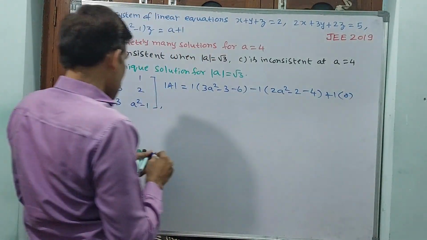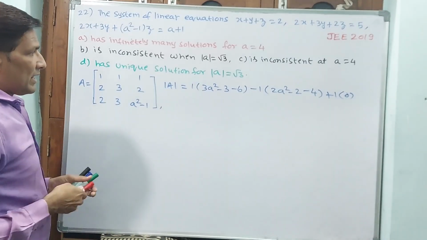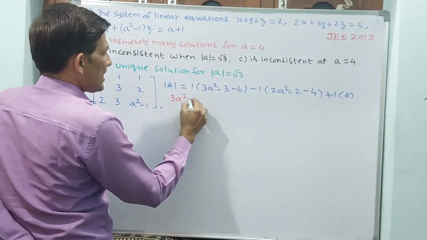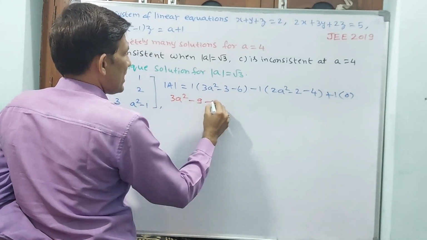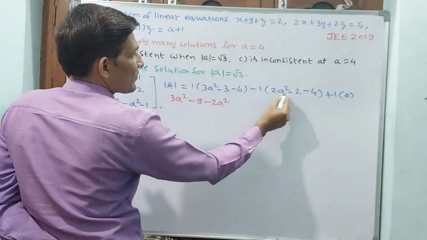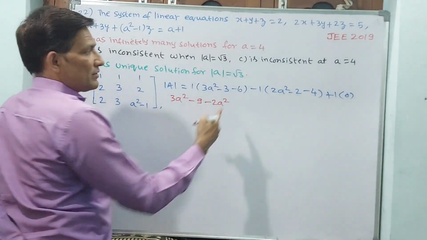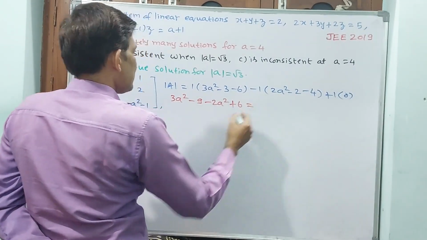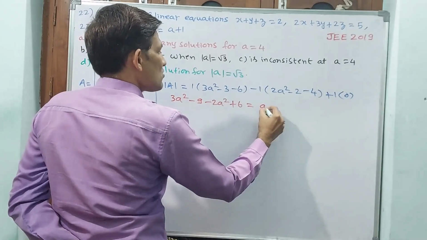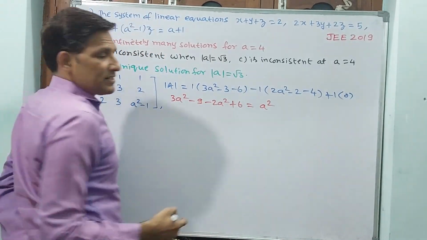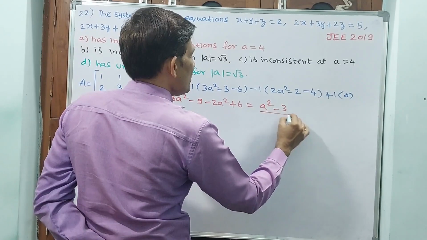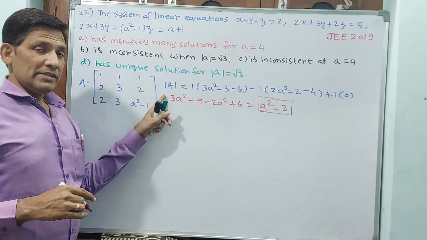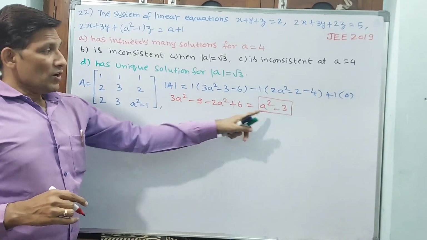Okay. See what will come under. Let us see. See, 3a square minus 9 minus 2a square. See, minus 6, outside minus is there, plus 6, 0. Okay. Again, see, 3a square minus 2a square, a square minus 9 plus 6 minus 3. Okay, see, this you keep in one bracket or box. Why? Because you have found determinant A.